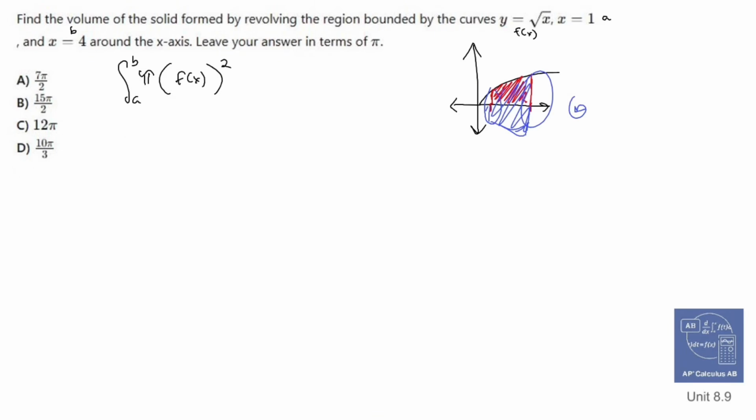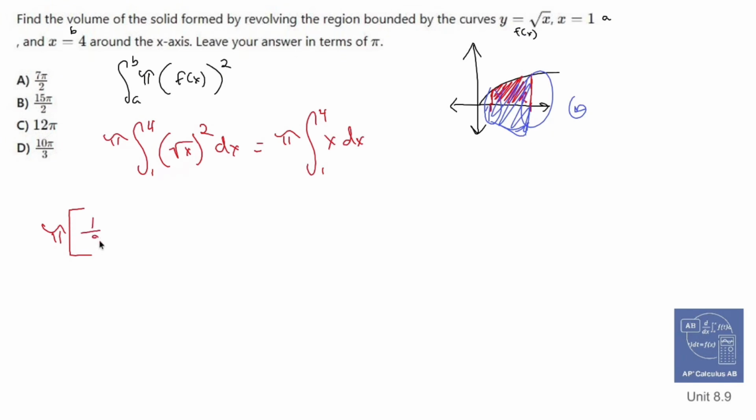All right, so setting this up means why don't we rip out the pi? My lower limit is 1, my upper limit is 4, and I'm going to square the square root of x. Oh, happy day. That's going to make life so easy because it's just going to be x dx. Okay, so the integral of x is going to be 1/2 x squared. My limits are still 1 and 4. That pi is still living outside.